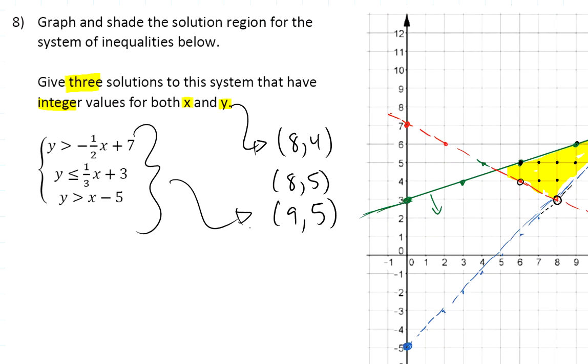So this is absolutely an amazing thing. Those 3 points are solutions to the system, but they also make the individual constraints true. Okay, that's it for this question.